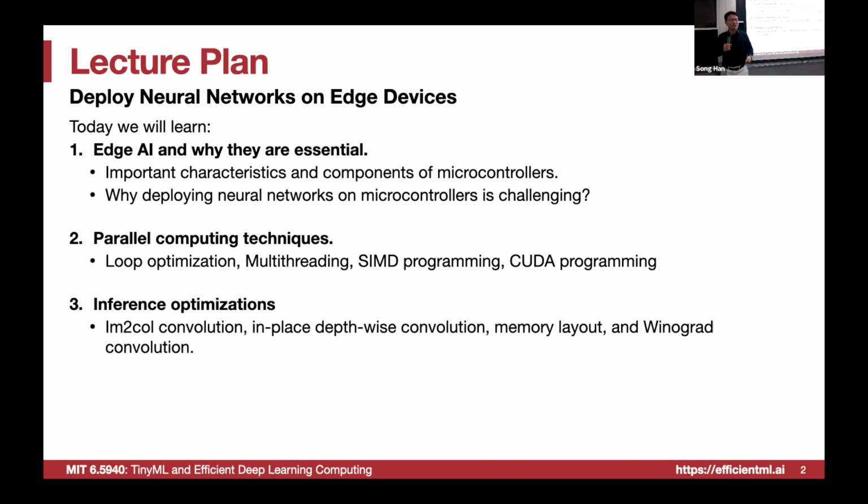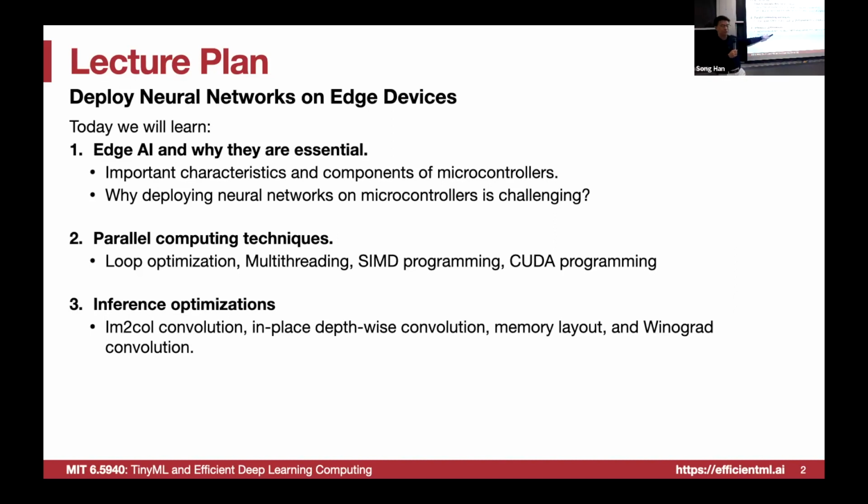So for machine learning researchers, it's very crucial to learn about those systems implementations. The algorithms change every day, but those fundamental systems implementations and principles would be quite helpful no matter how the algorithms evolve. And next, I'm going to introduce some inference optimizations like image to column convolution, in-place depth-wise convolution, what is the efficient memory layout, and also the Winograd convolution.